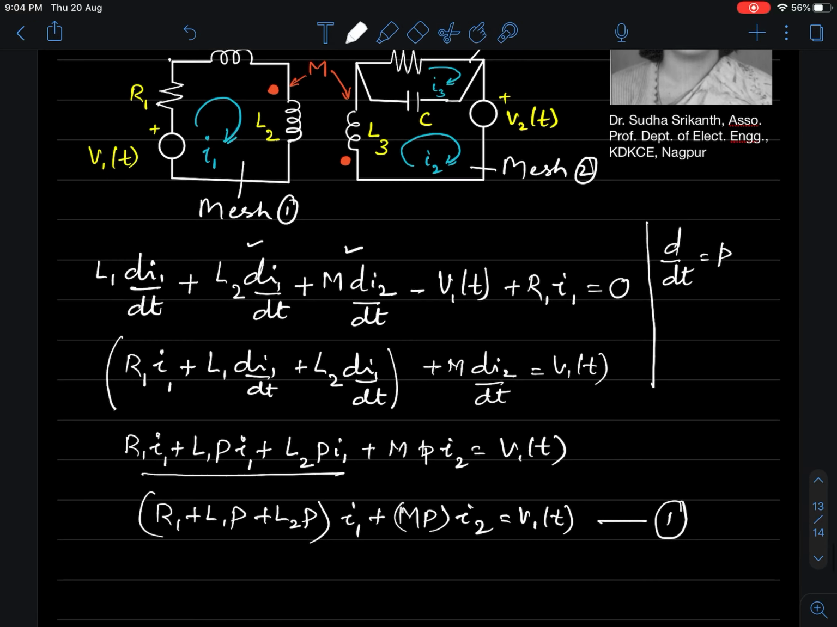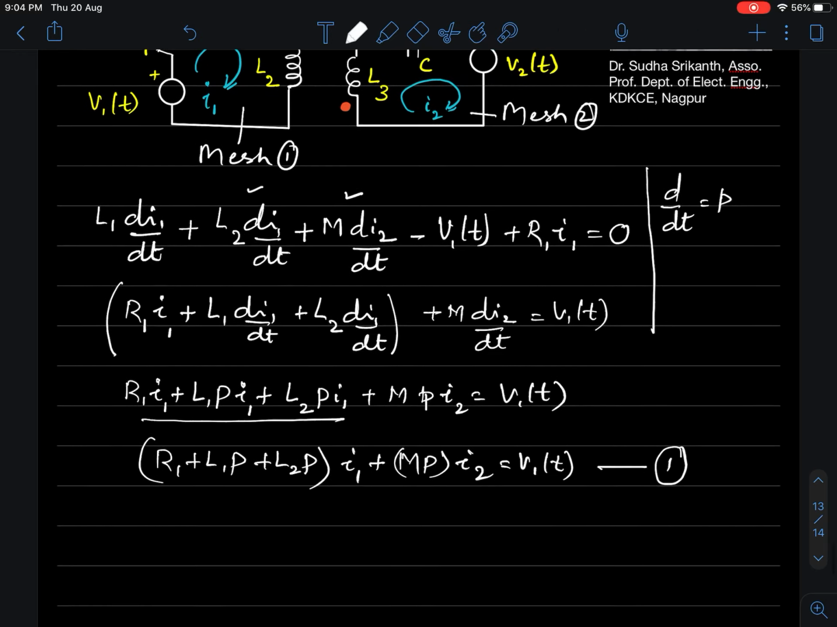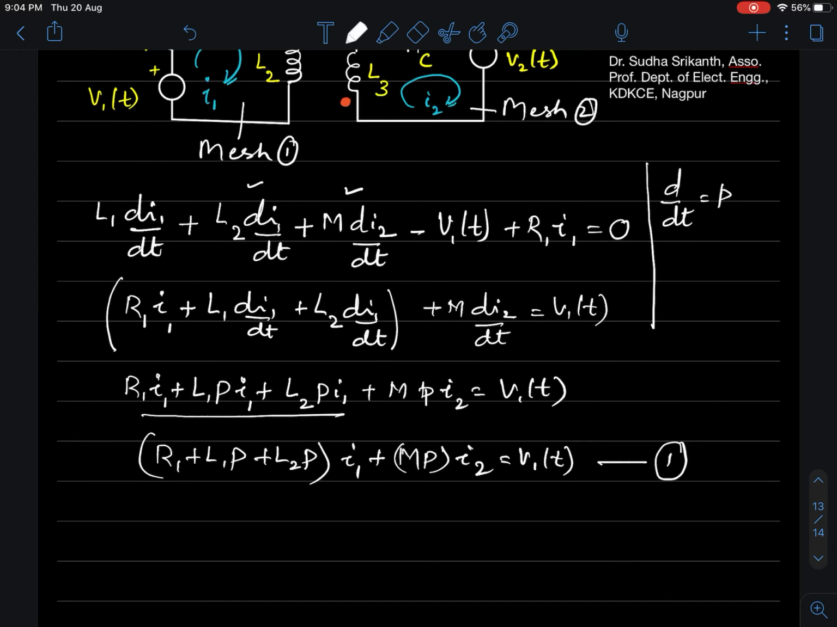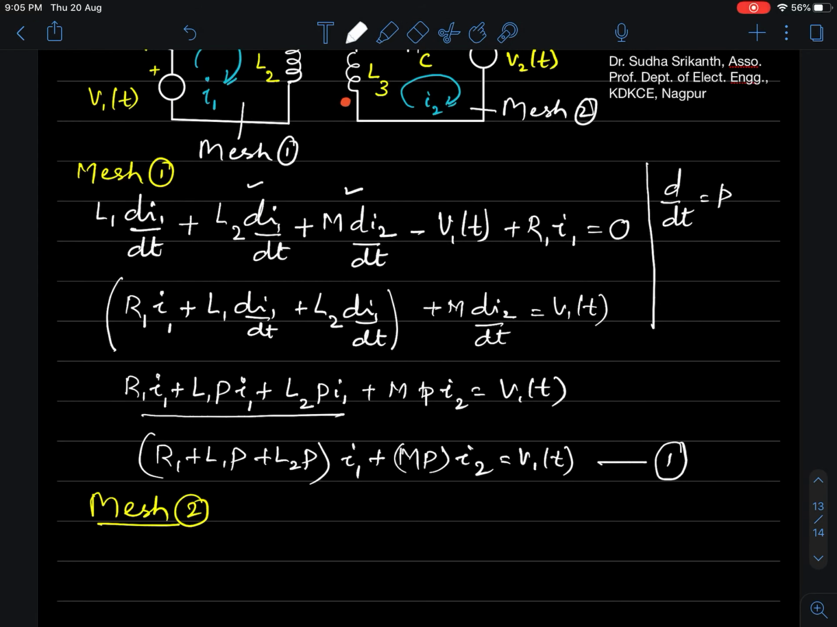You can write by inspection, you can write by first principle. Here again, in mesh 2, I would start from the top left corner. If I start from the top left corner, I encounter the capacitor for mesh 2. So how are my equations written? This is for mesh 1. I will take a different color. Maybe I'll write this for mesh 1. Now we will write another equation for mesh 2. How do we write an equation for mesh 2? If I start from the top left corner, I encounter a capacitor.